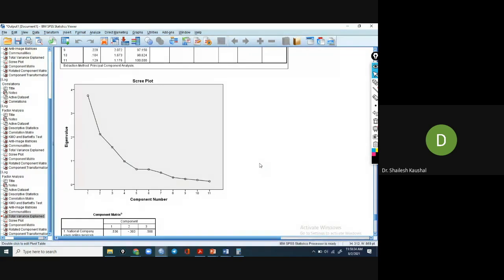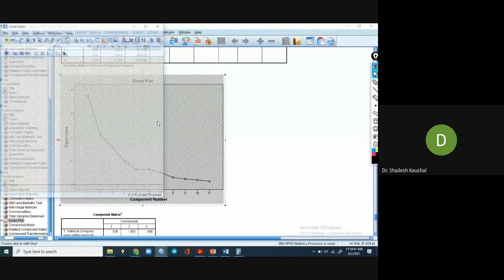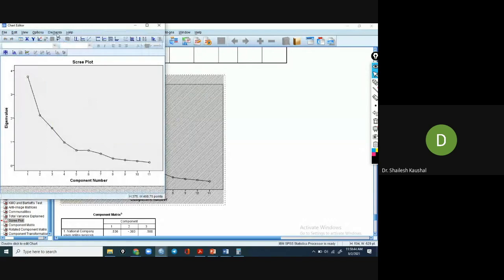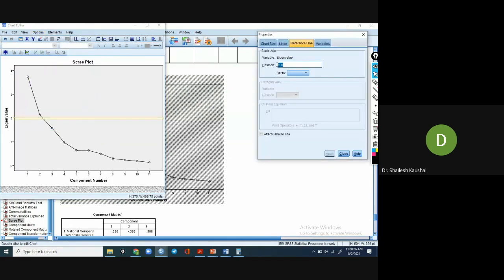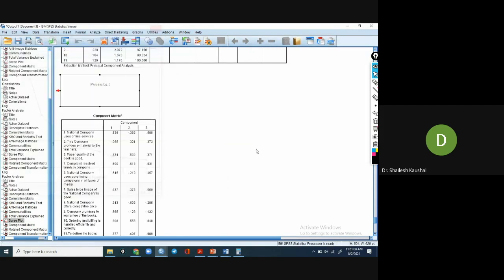I'm just explaining the Scree plot. Double click on the Scree plot and go to elements. I'm drawing a line parallel to the x-axis, using the options, y-axis reference line, and changing the value here. The eigenvalue by default is 2, but I need eigenvalue greater than 1. Then apply and close.